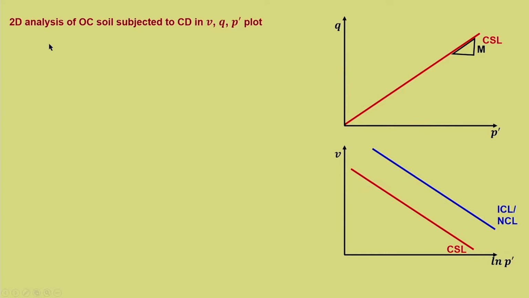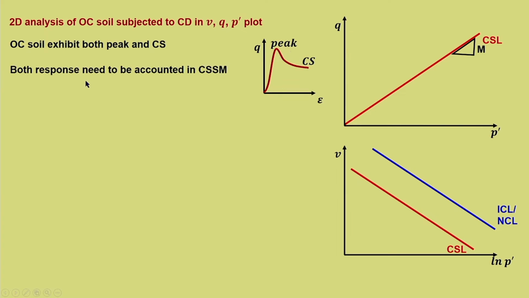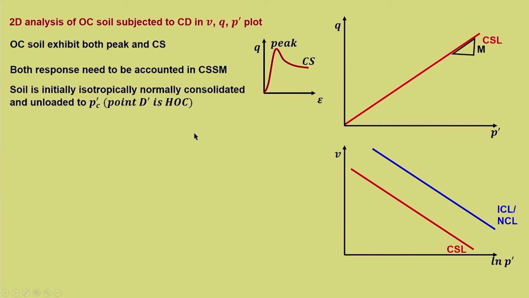Now, let us see 2D analysis of OC soil subjected to CD in the Q P dash plot. So, the OC soil exhibits both peak and critical state. Both responses need to be accounted for in CSSM. The soil is initially isotropically normally consolidated and then unloaded to P dash C, that is the point D dash, heavily over consolidated. This is the point D dash. So, what does it mean? It means that it is loaded. So, this is the peak line.